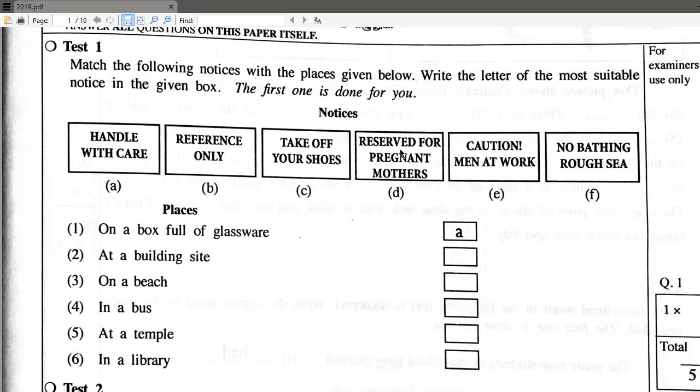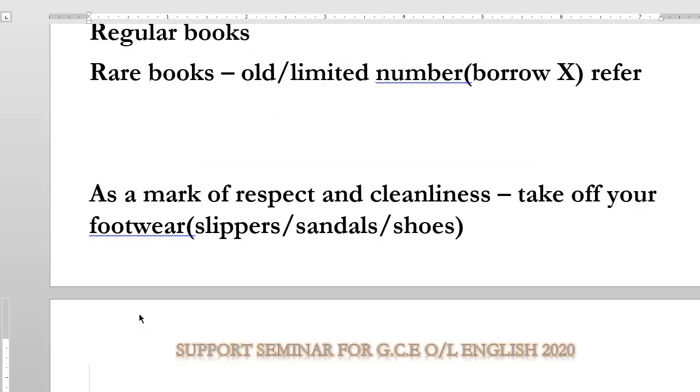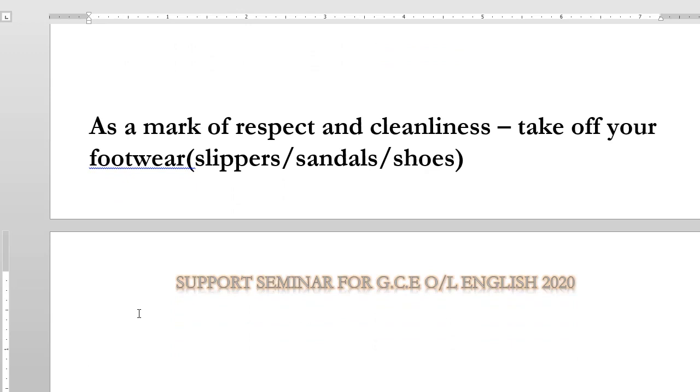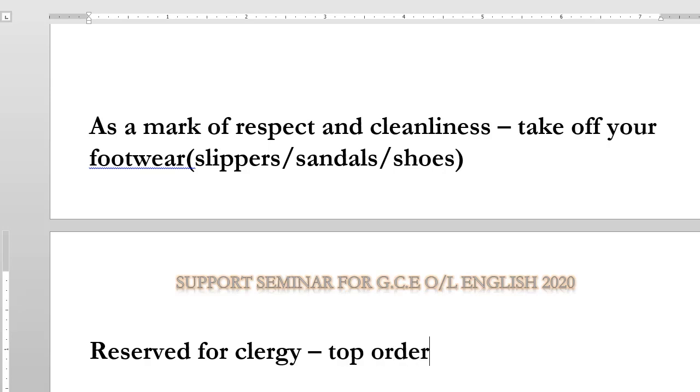If you go in a public transport system such as a bus or a train, you will see there are several notices there which indicate some of the seats are reserved. For example, can you remember this? I'll write it here. Reserved for clergy. So reserved for clergy means what? Who can sit here? Is it reserved for people who are in their top order in a religion?